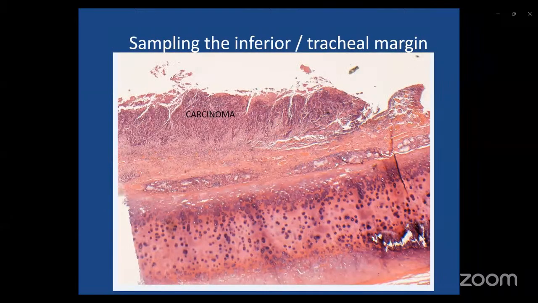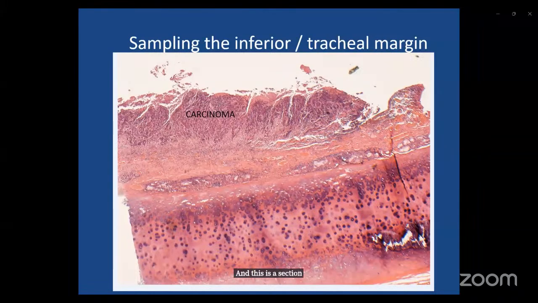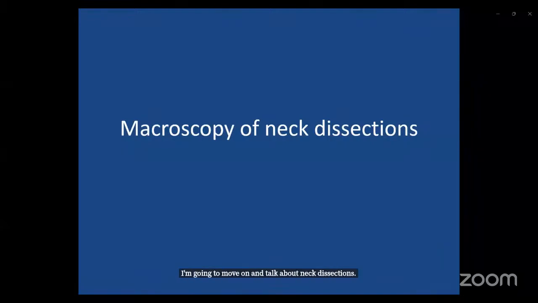Apart from when it isn't. This was an example of a patient who had field change. They started off with dysplasia, then developed carcinoma, and then they developed multifocal carcinoma all the way down the larynx. And this is a section of trachea with carcinoma within the lumen, a frank cut-through tumour, so this is a real problem. I'm going to move on and talk about neck dissections.